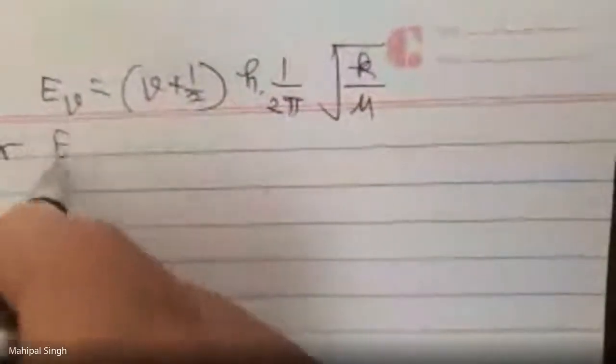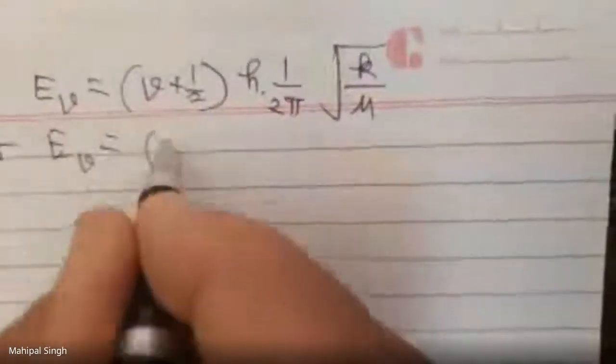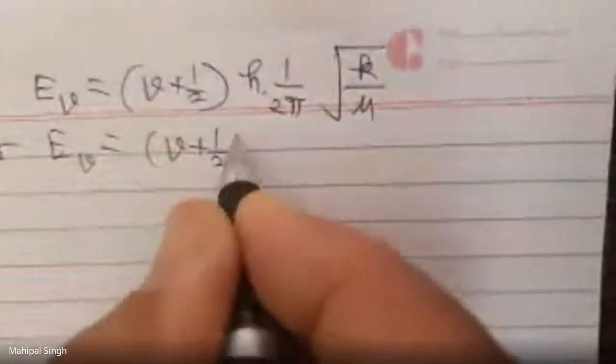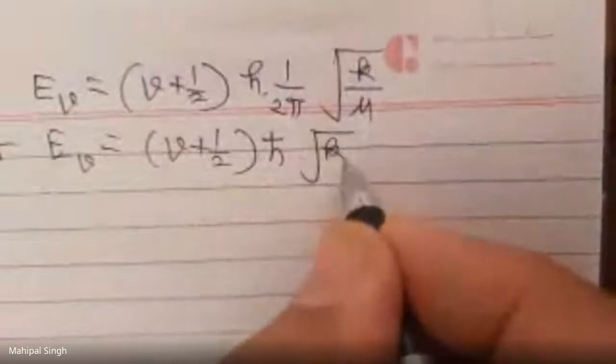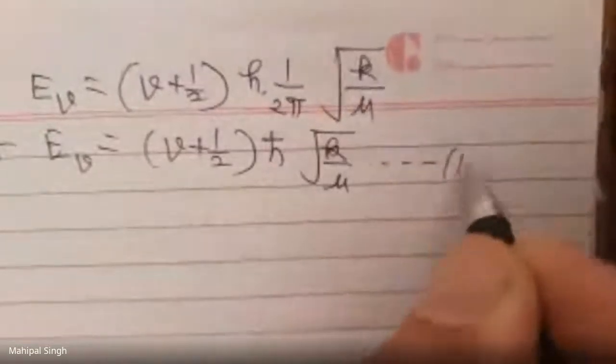Ev equal to v plus half h into 1 upon 2 pi under root k upon mu, or Ev equal to v plus half h cross under root k upon mu. This is equation number 13.